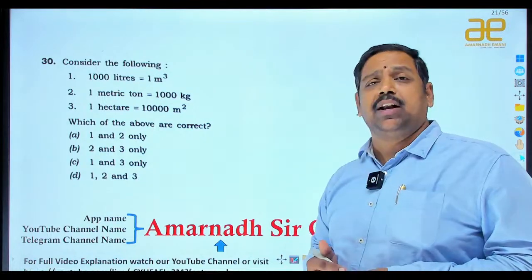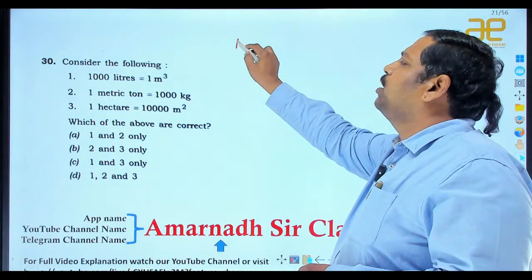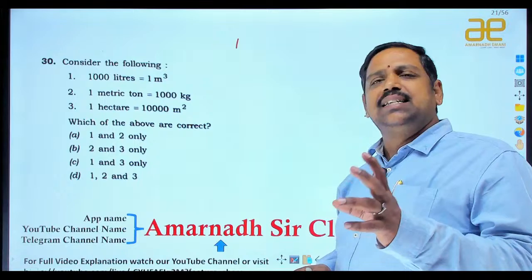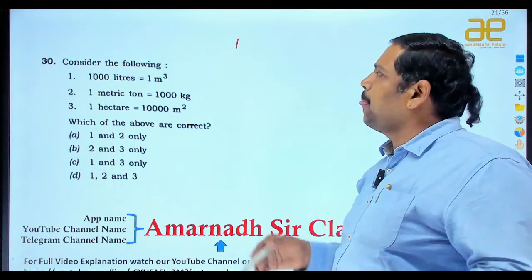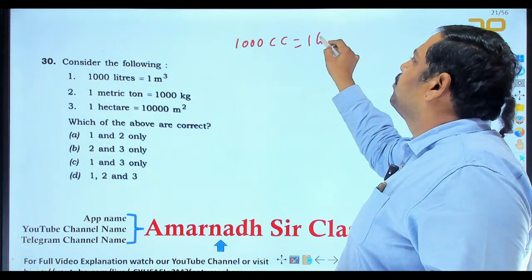1,000 liters is equal to 1 meter cube. Yes or no, he is asking. So first we have to know that 1 meter cube is 1,000 liters. Directly, if you know, that is good. Or else, 1,000 cc is nothing but 1 liter. Remember, 1,000 cc is nothing but 1 liter.